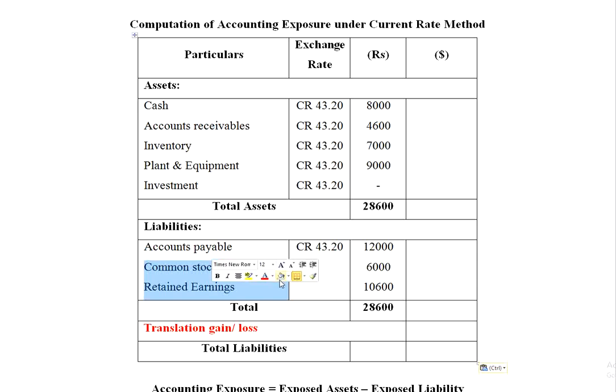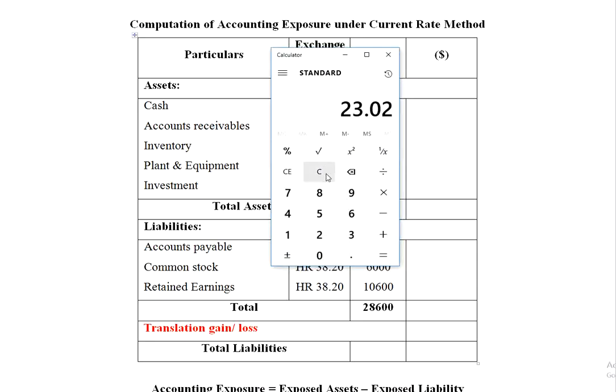this one specimen format. Here we have to use HR, and the HR value I've already given in the question, that is going to be 38.20. Please check your question once again if you want this for reference. HR 38.20. Okay, so what you have to do is you have to convert this rupees into dollars. Converting this rupees into dollars, since Indian rupees is small currency when compared to dollars, what you have to do is you have to divide this 8000 by this 43.20. I am going to show it once again.